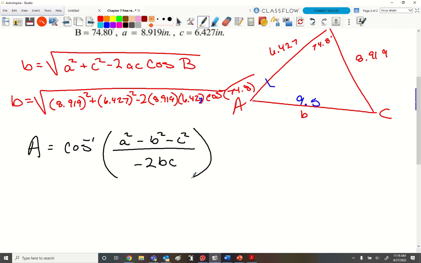And so what do we get for big A? 9.5? I don't like big A. No, that's the side. That's what we had for the previous one. We're doing this one now. What'd you get? 64.7 degrees. Has anyone else verified that yet?